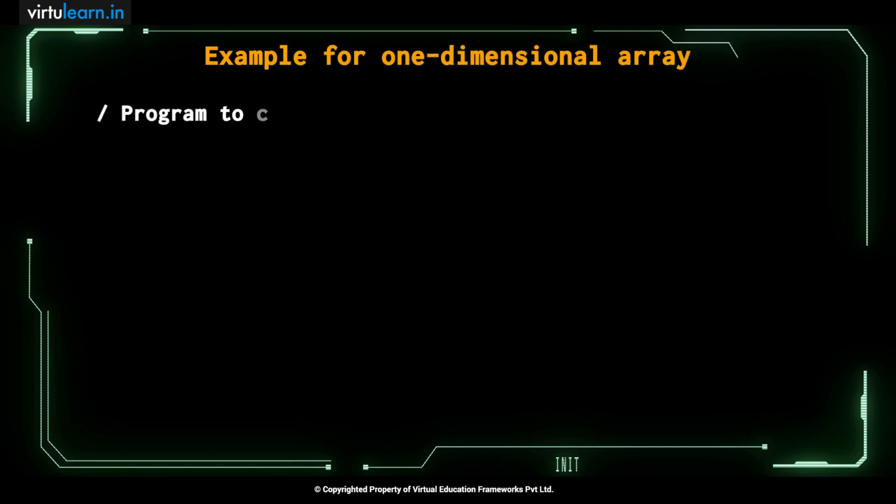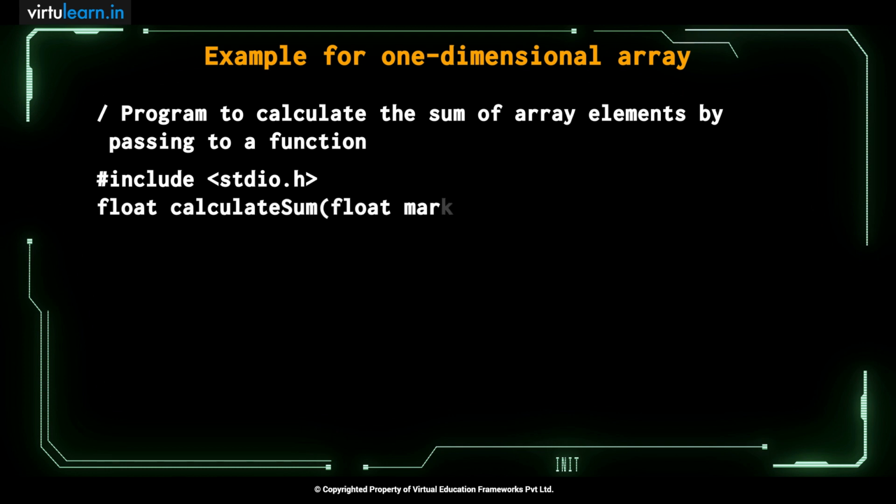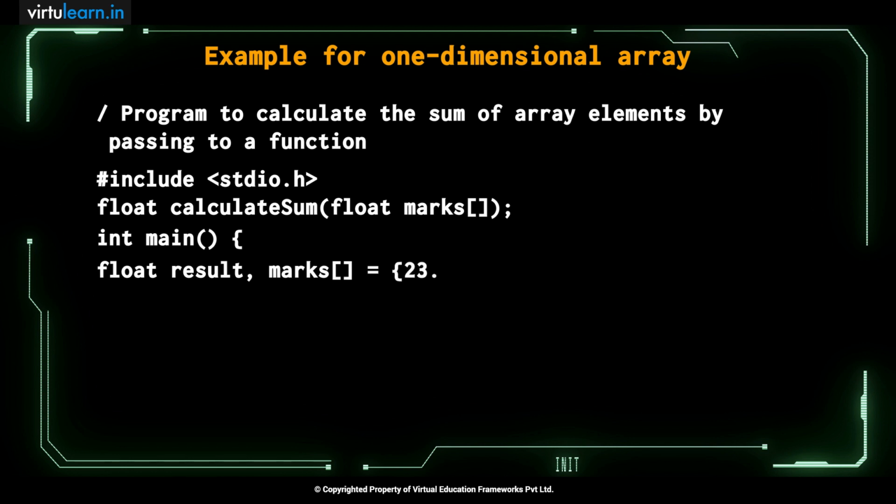So let us see one example for a one-dimensional array, to calculate the sum of array elements by passing them to a function. #include <stdio.h>, float calculateSum(float marks[]); followed by a semicolon, this is the function declaration. int main, float result, marks[]. I am representing some marks over here, marks equal to 23.4, 55, 22.6, 3, 40.5, 18.